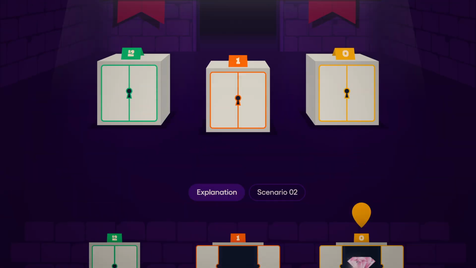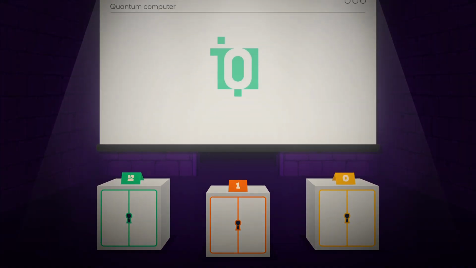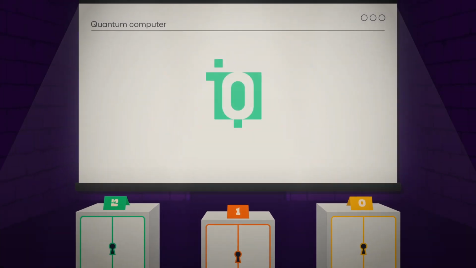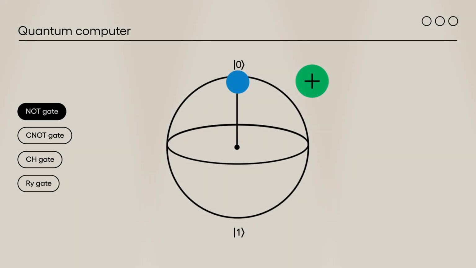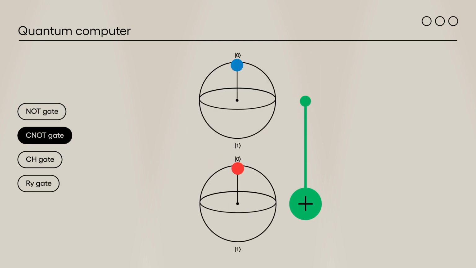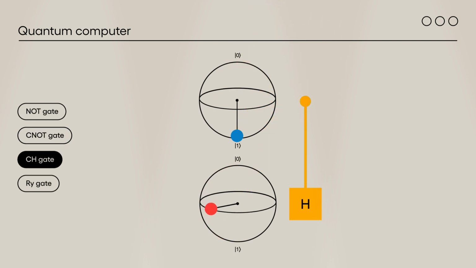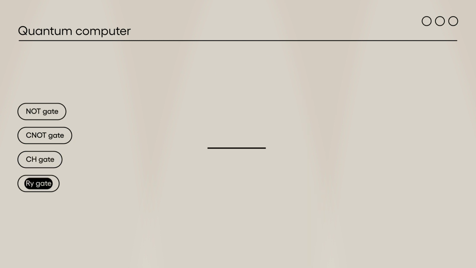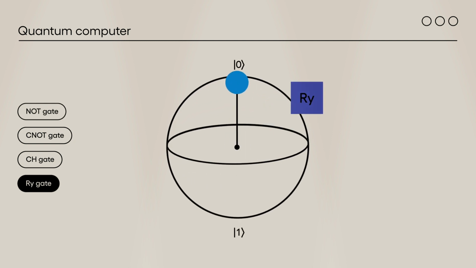To represent this enigma on a quantum computer, we'll use several quantum gates. The NOT gate transforms the state of qubits into their opposite state. The C0 gate uses 2 qubits, a control qubit and a target qubit. If the control qubit is in the 1 state, a NOT gate is applied to the target qubit. The control Hadamard gate applies a Hadamard gate on a target qubit when the control qubit state is 1. Finally, the RY gate makes a rotation of a qubit state around the y-axis with an arbitrary angle.